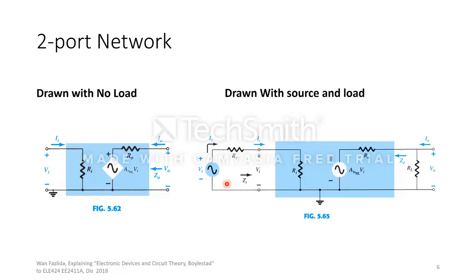At the input side, the source voltage is drawn with the source resistance, but the source resistance is drawn outside of Vin. So when you determine the input impedance Zin, RS is not included.